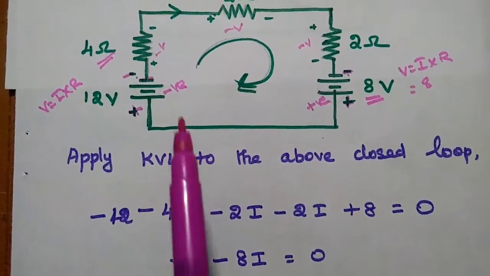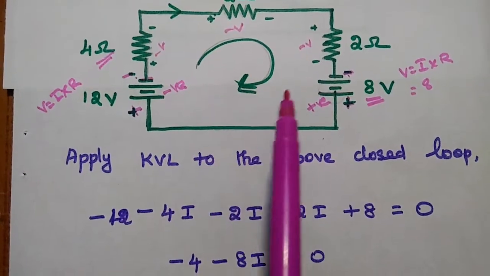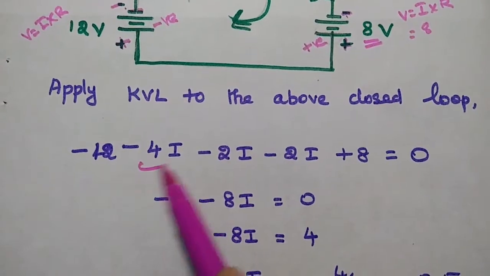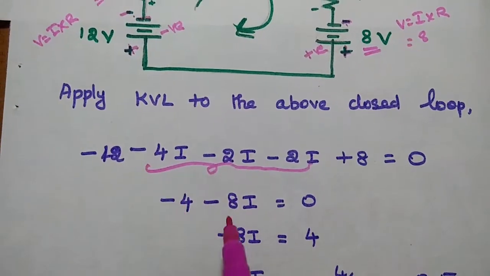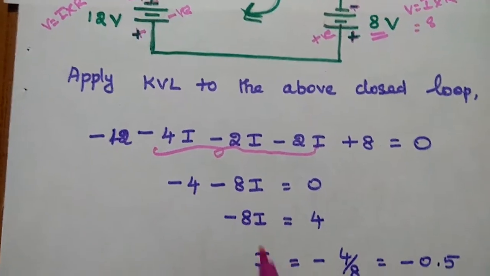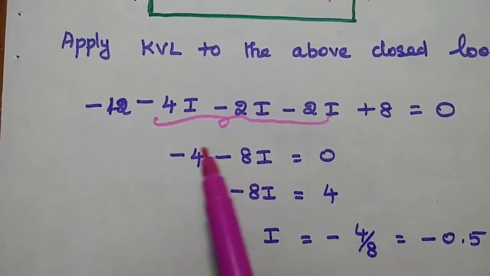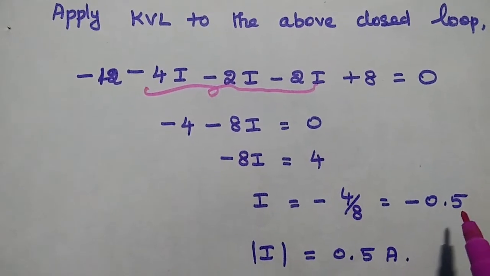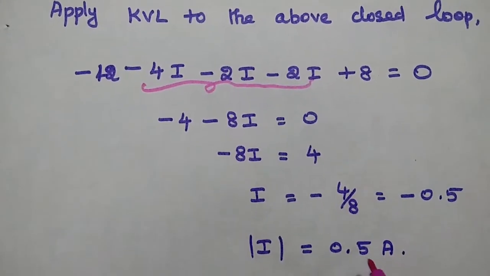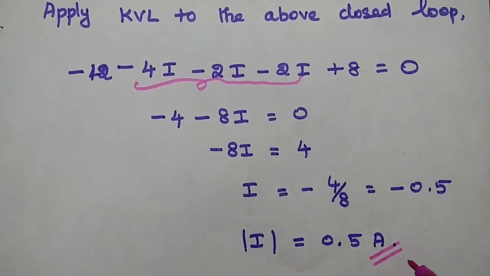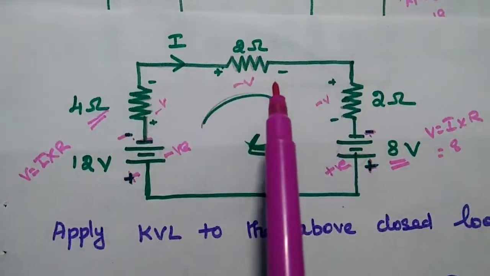What is KVL? Voltages around the closed loop is equal to 0. So here we are going to add all these currents together. So here it is minus 8I. Minus 12 plus 8 means minus 4. From this, minus 8I is equal to plus 4. We can get I is equal to minus 0.5. So here we are going to consider only the magnitude. So here the magnitude of the current is what? 0.5 amps. So this is the current flowing through this 2 ohm resistor.